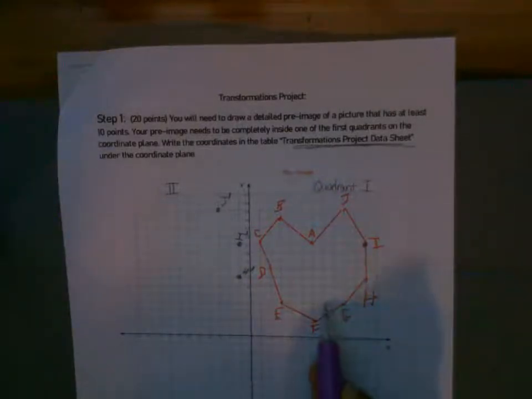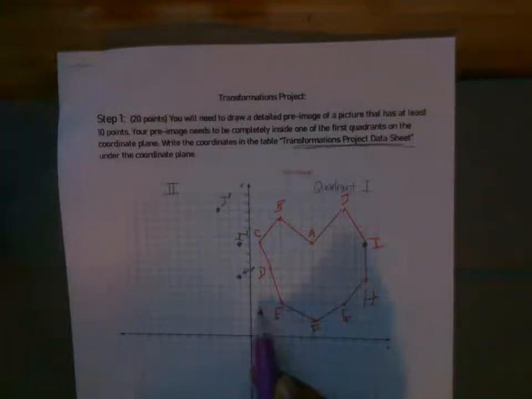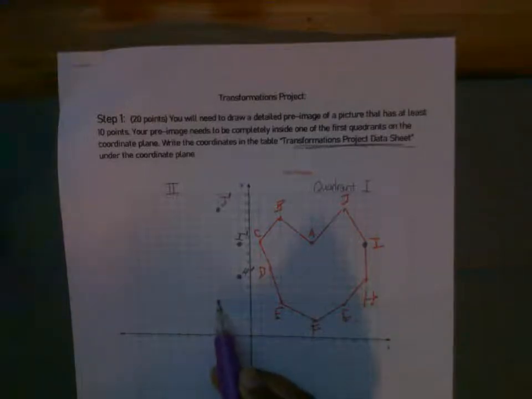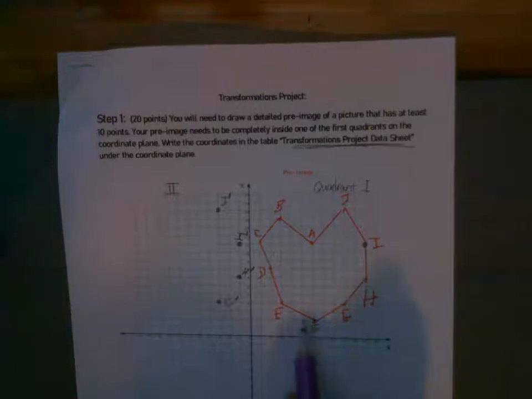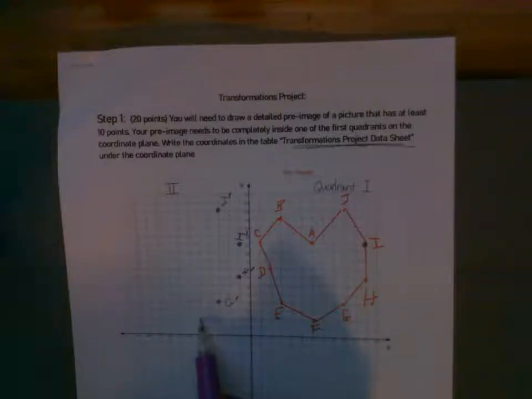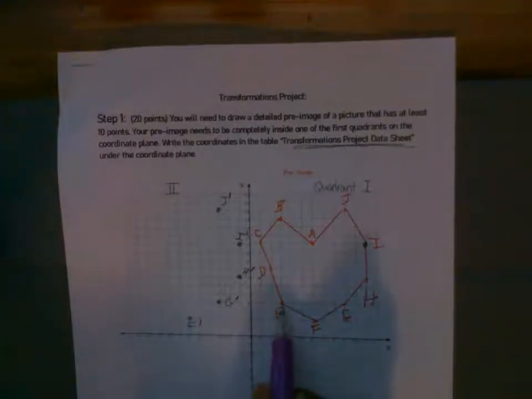G, 1, 2, 3, 4, 5, 6, 7, 8, 9, 10, 11, 12. This is G prime. F, 1, 2, 3, 4, 5, 6, 7, 8, 9, 10, 11, 12. This is F prime.